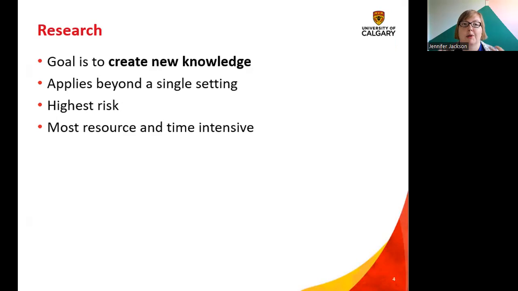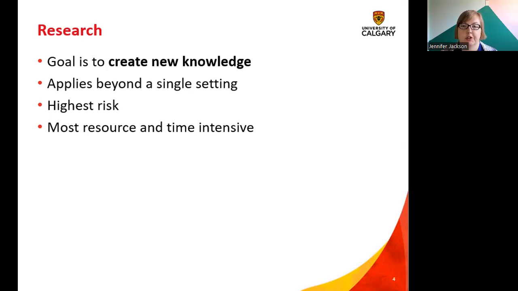Or we don't know what we're going to find when we're asking people about their experiences. So because of that, this is the highest risk. And when you do a research study, you have to have ethical approval. So that has to be a formal approval from a research ethics board at a university, an institution, probably both. And you need to have a lot of protections in place so that if things don't go the way you plan, people aren't going to be harmed in the process.